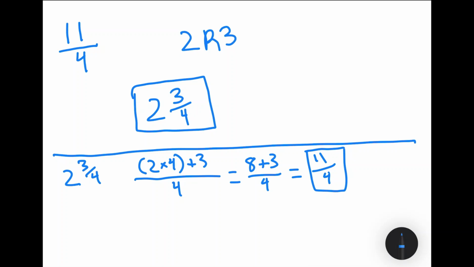So we did 2 things. We made an improper fraction a mixed fraction, and we took a mixed fraction and made it into an improper fraction.